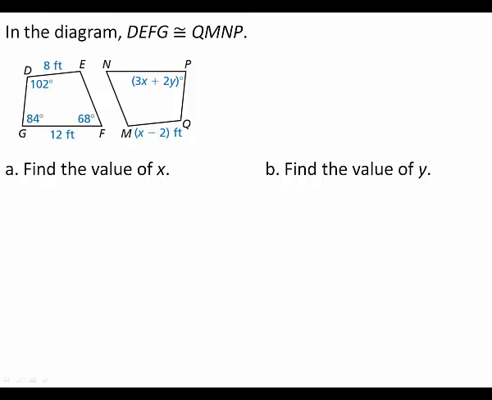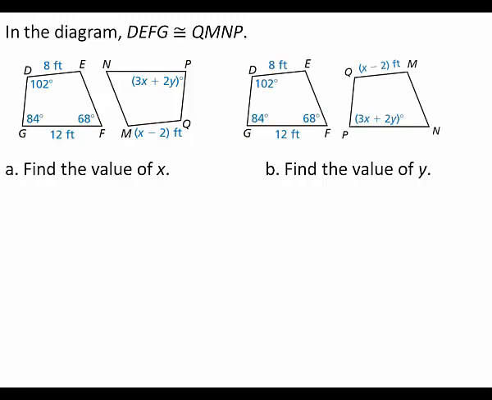In this problem, you are told that quadrilateral DEFG is congruent to quadrilateral QMNP. So, because these two quadrilaterals are congruent, all their corresponding parts are congruent as well. To help you identify the corresponding parts, rotate quadrilateral QMNP as shown.